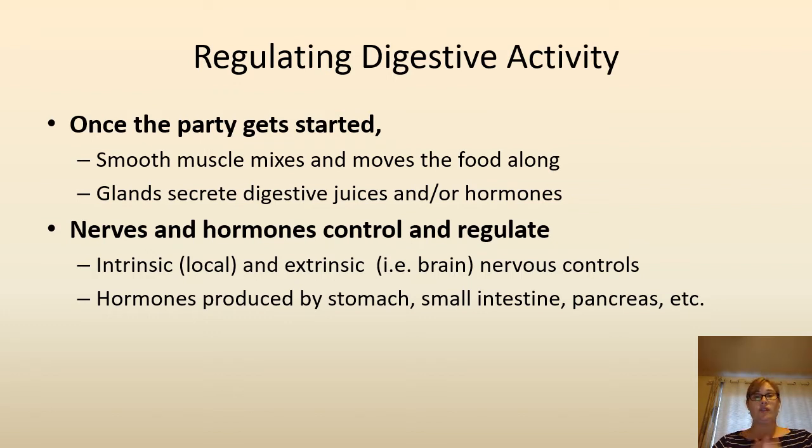So the intrinsic controls are going to be things that happen within the digestive system itself. I'm trying to remember if we discussed prostaglandins or not, but those are hormones that act locally. They're secreted into the surrounding tissue and cause reactions there. Those would be known as intrinsic controls. And then, of course, like I said, the brain is going to have some control as well.